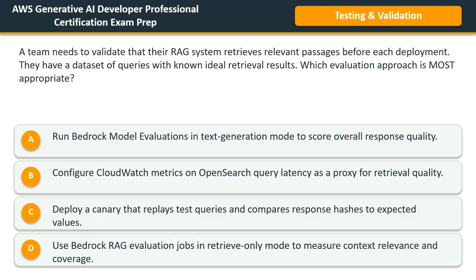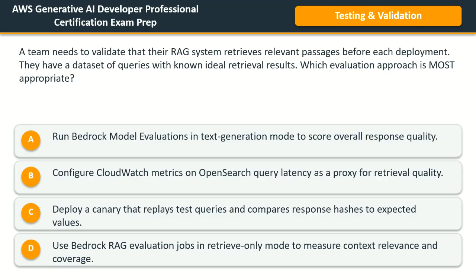The team needs to validate that their RAG system retrieves relevant passages before each deployment. They have a dataset of queries with known ideal retrieval results. Which evaluation approach is most appropriate?